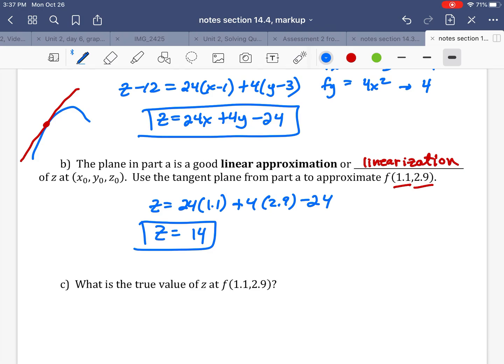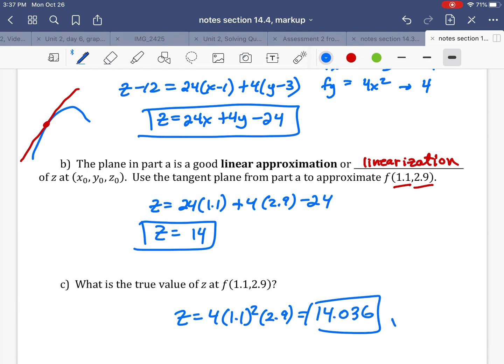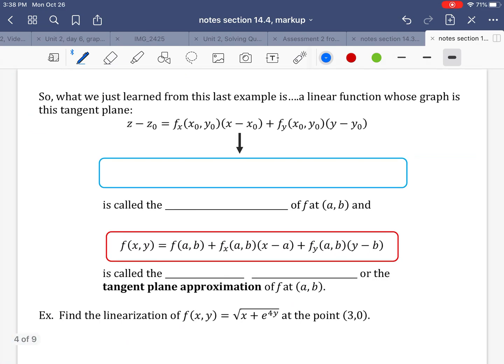But if we want to see the true value, we're going to go ahead and find the true answer and show you how it's similar. 1.1 squared and then 2.9. You plug that into your calculator, you get 14.036. Okay, so you see that it's very close to our approximation. All right. So what you just learned from the last example is a linear function whose graph is this tangent plane.